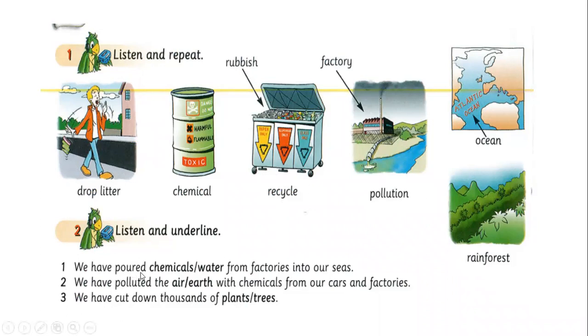Here we have some questions. We have poured, to pour a liquid, we have poured chemicals or water from factories into our seas. Number two, we have polluted the air or the earth with chemicals from our cars and factories, because we have cars and factories and these cause air pollution. We have cut down thousands of plants or trees. We have cut down thousands of trees.